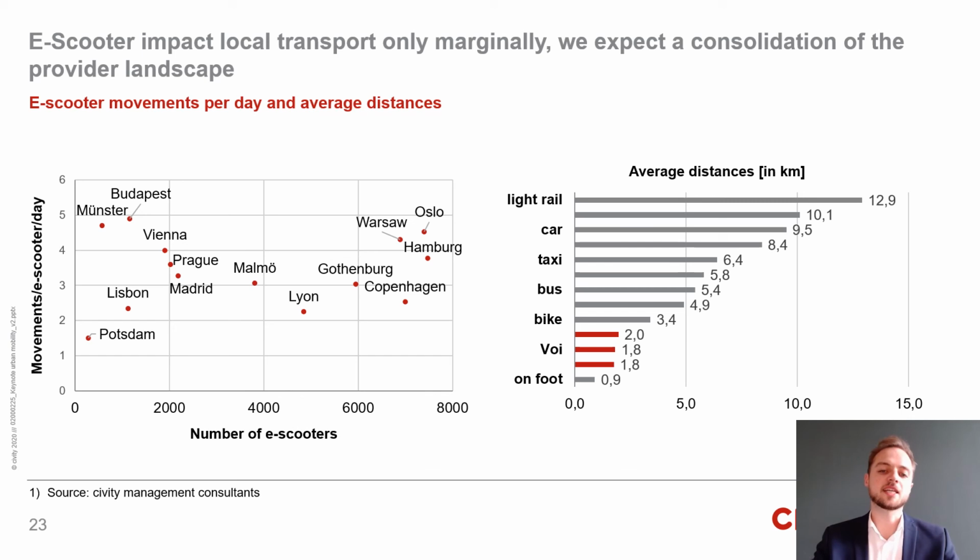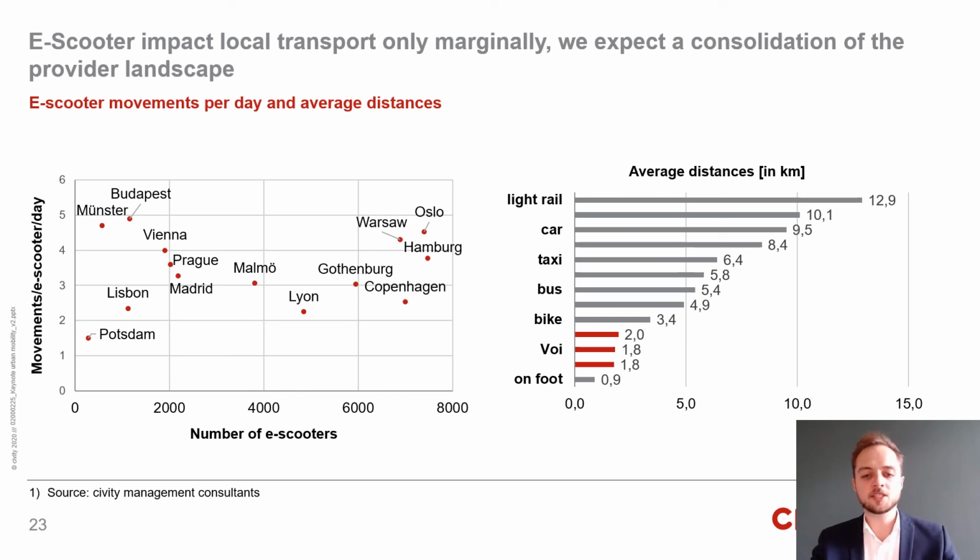For example, if we take a look at Gothenburg, we have around 6,000 scooters that were moved 3 times a day. So as a result, we get 18,000 trips. And if we compare this to the overall traffic volume in a city, we find that scooters only play a marginal role for the overall traffic.